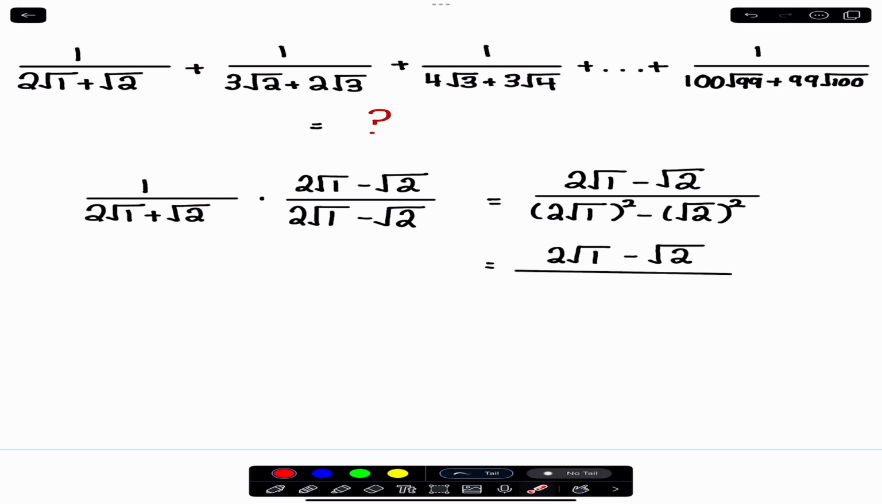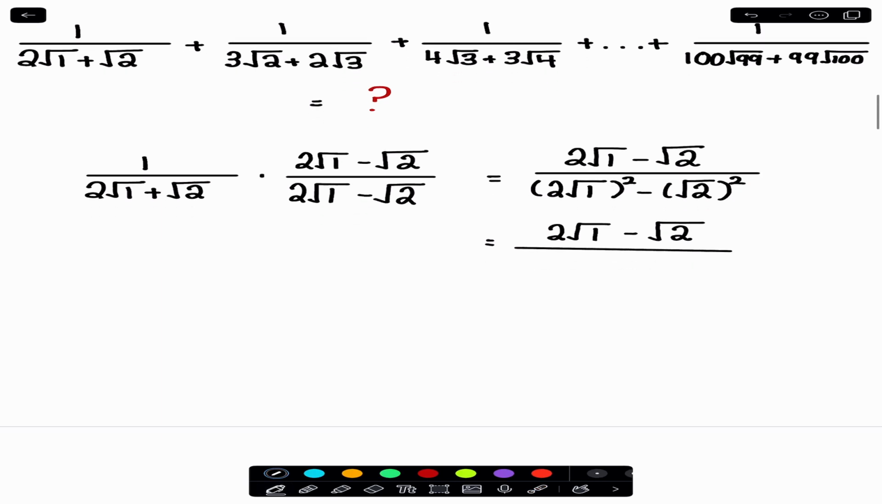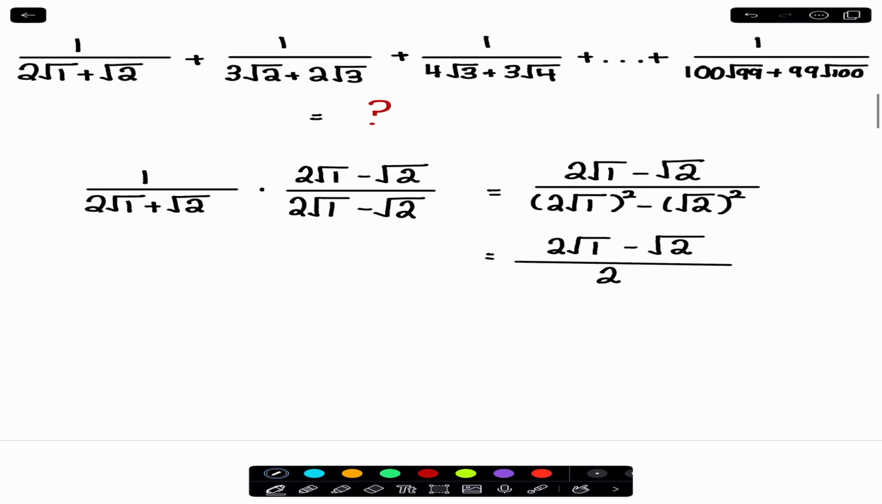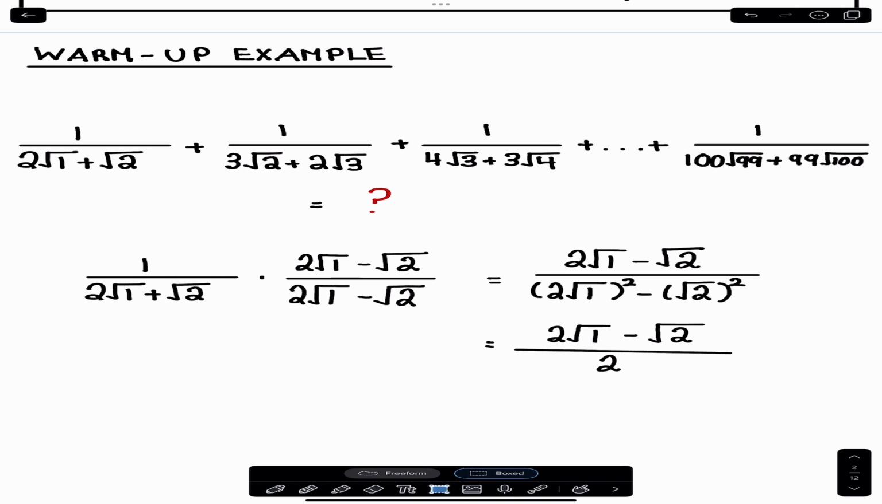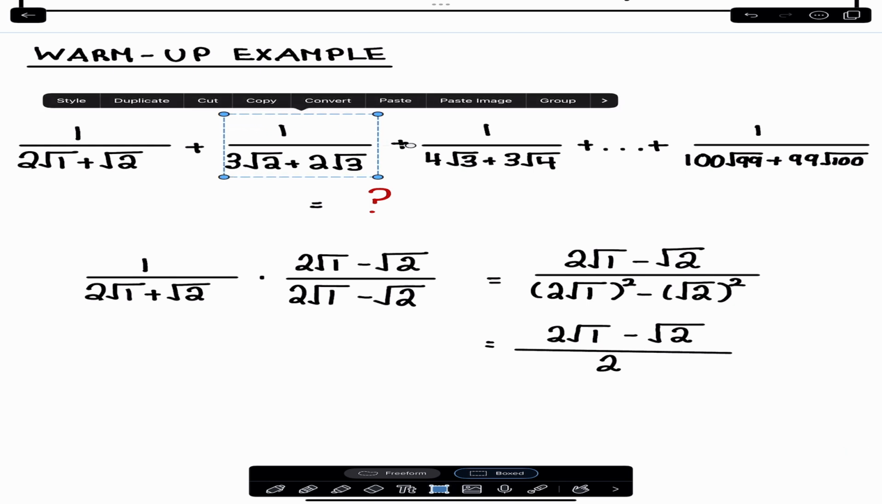Now, 2 times root 1 squared, well, root 1 is just 1, so we're basically saying 2 squared, which is 4, minus root 2 squared is 2. So 4 minus 2 just ends up being 2. And that's all we have for this first term. Then we rinse and repeat with this next term.